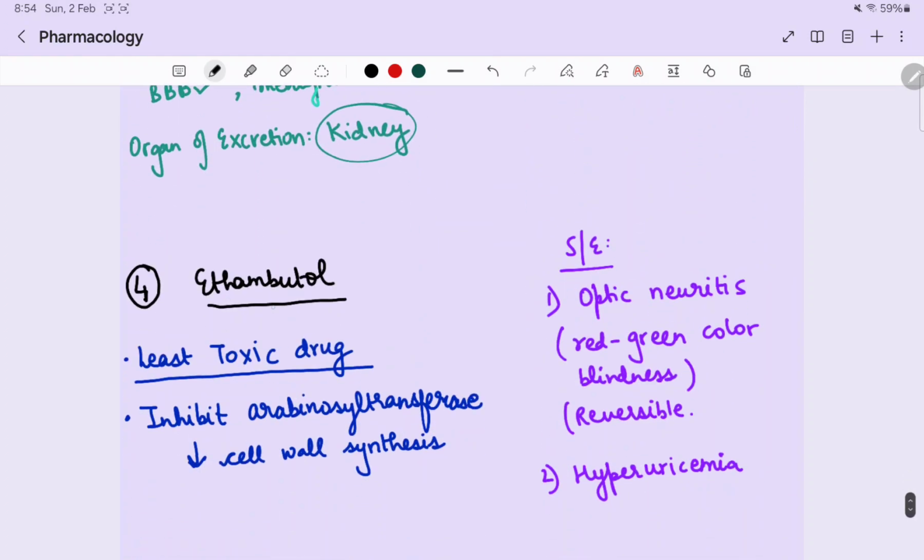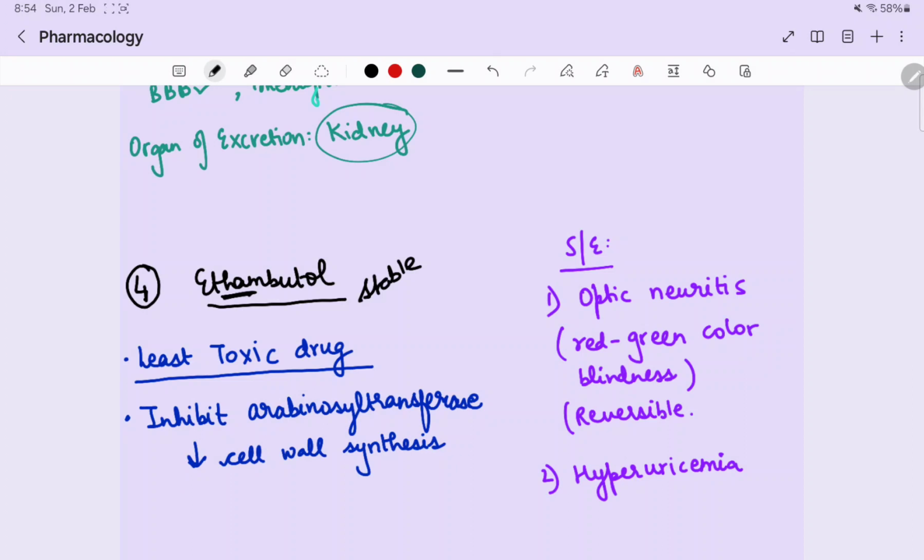Ethambutol. The 'thum' in ethambutol means to stop or stay steady, so it is a stable drug, meaning it is the least toxic drug. Also it inhibits arabinosyl transferase. So it is also responsible for inhibition of cell wall synthesis.